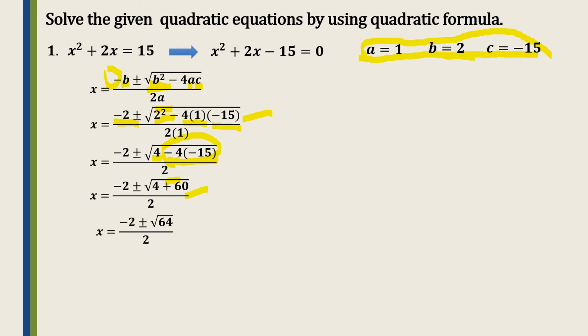Saan naman nagmula ang 64? Galing dito sa 4 plus 60. 4 plus 60 equals 64.